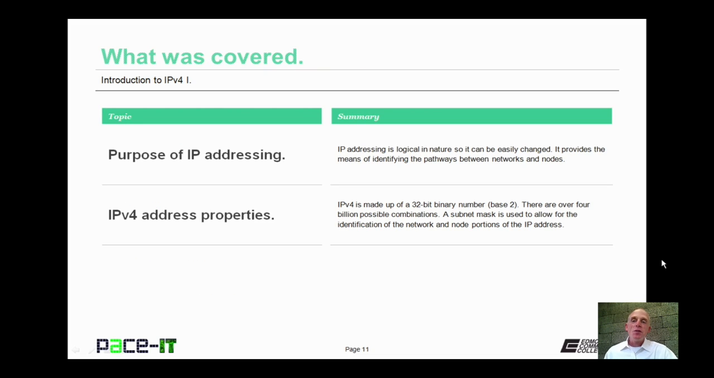Now that concludes this session on the introduction to IPv4, part 1. We talked about the purpose of IP addressing, and then we moved on to some IPv4 address properties.